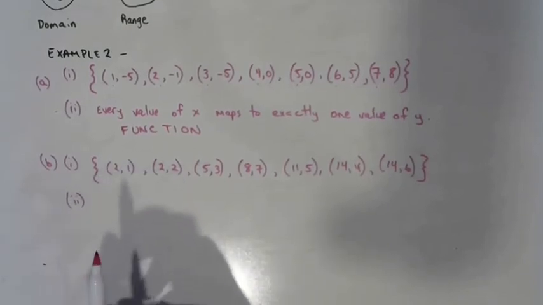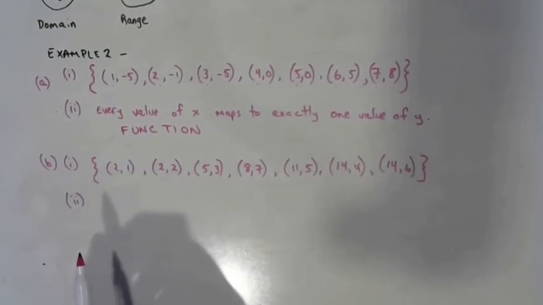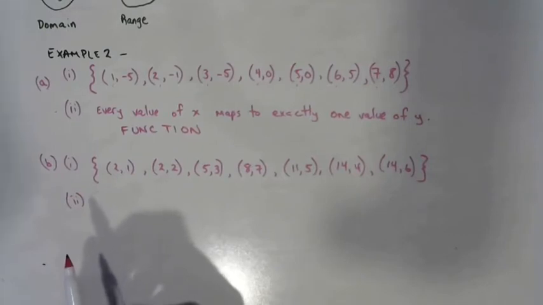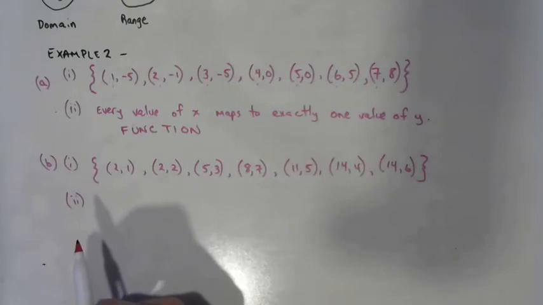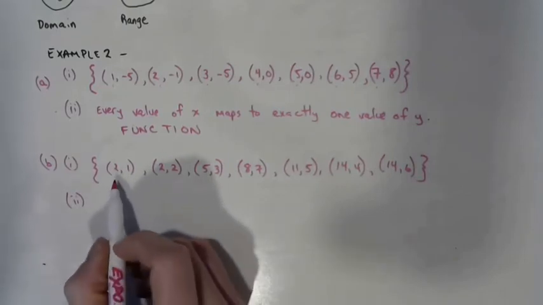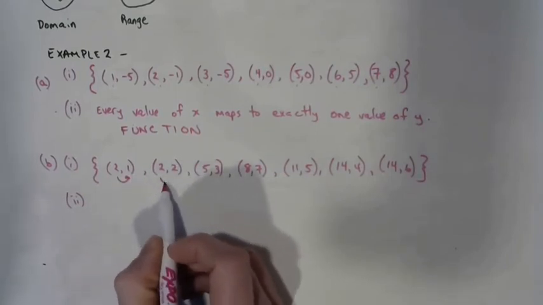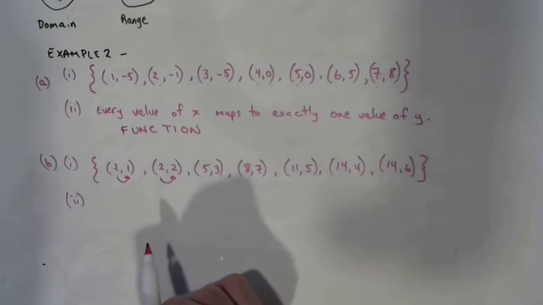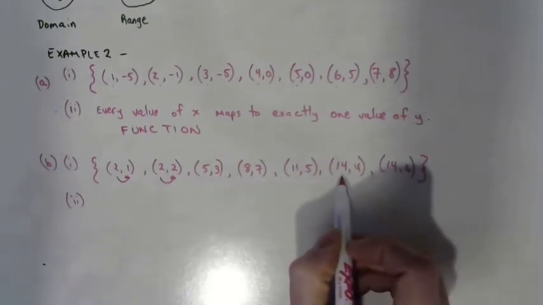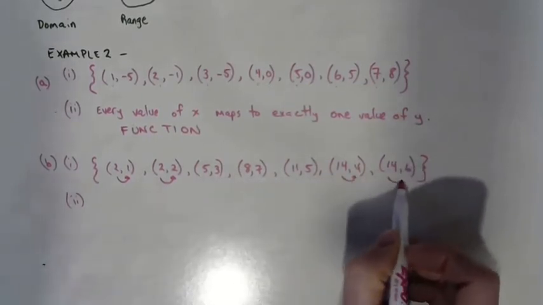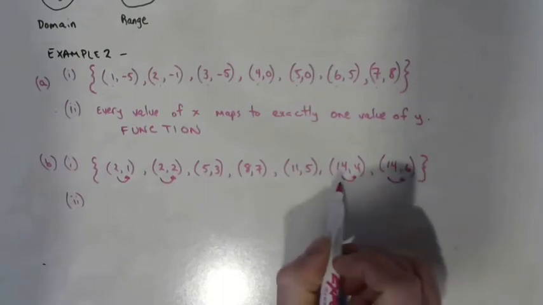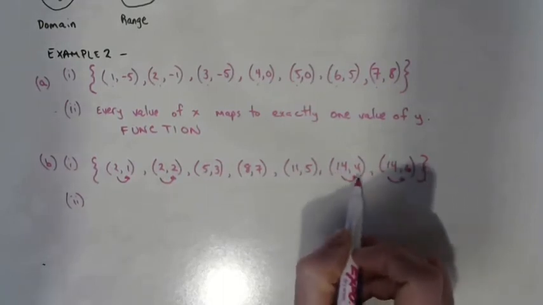Okay, I have my set of ordered pairs, and I'm going to analyze this. I can see it from the drawing, from the mapping diagram, but I can also see it from my set of ordered pairs, that the value for x equals 2 maps to 1, and then here it maps to 2. Well, that's no good. We have the same case with 14. 14 maps to 4, and it maps to 6.